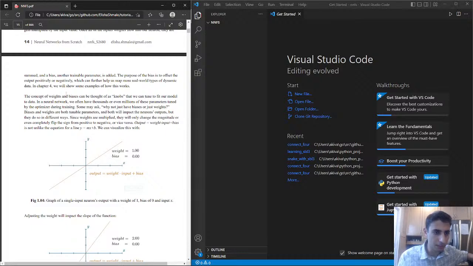Okay, the concept of weights and biases can be thought of as knobs that we can tune to fit our model to data. The weights and biases are all numbers, and basically the only part of our neural network that we'll be tweaking to make it perform our task better is those values. We're turning the knobs, essentially. We're tweaking those values, if you can imagine a big machine.